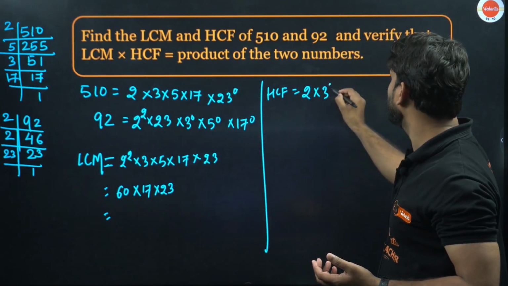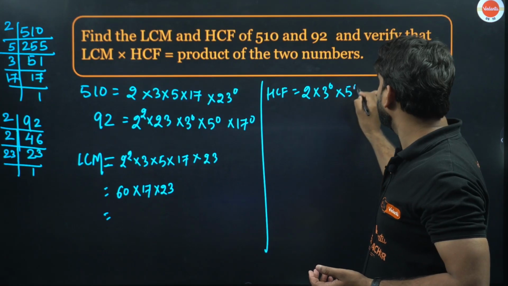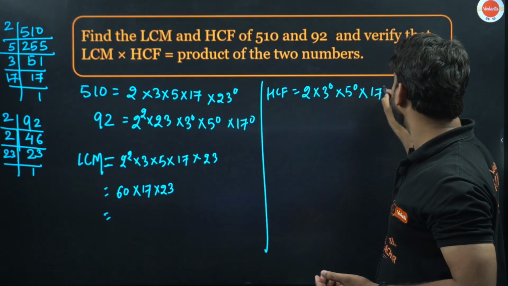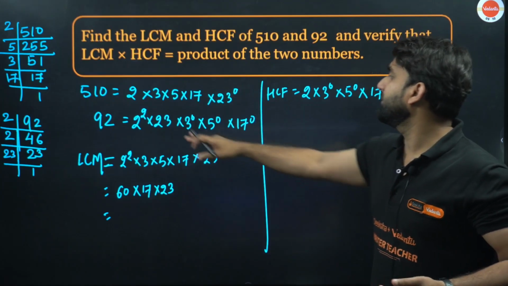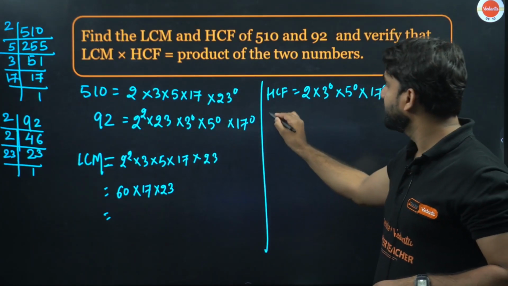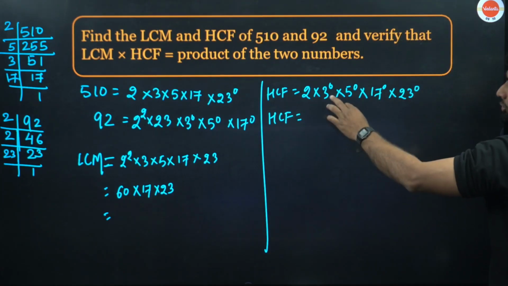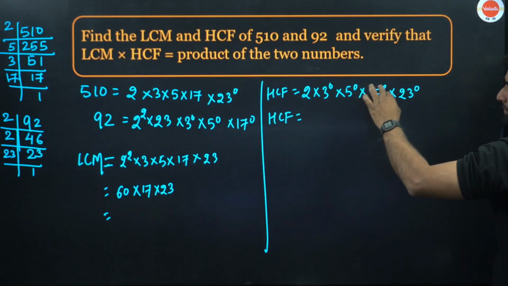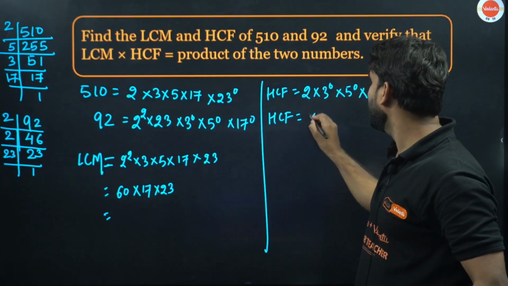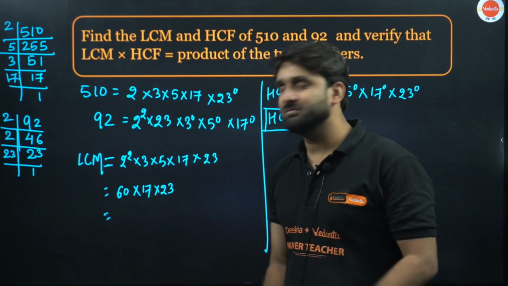Let's write it first, no problem. 5 to power 1, 5 to power 0, 5 to power 0 will come. 17 to power 1, 17 to power 0, 17 to power 0 will come. 23 to power 0, 23 to power 1, so 23 to power 0 will come. Least power. So HCF is equal to what? Look, 3 to power 0, 5 to power 0, 17 to power 0 and 23 to power 0, all are 1. So we have only HCF 2. This is HCF and this is LCM.